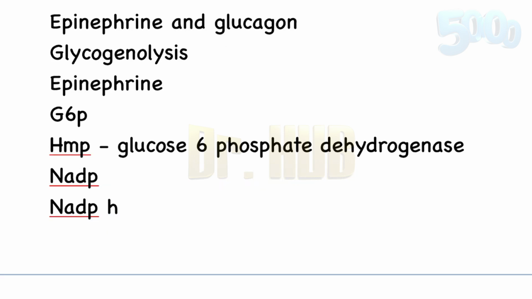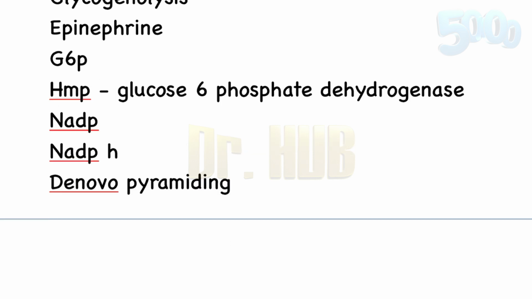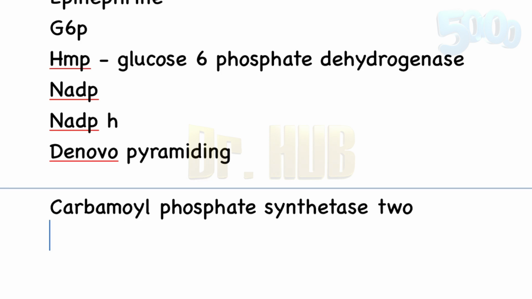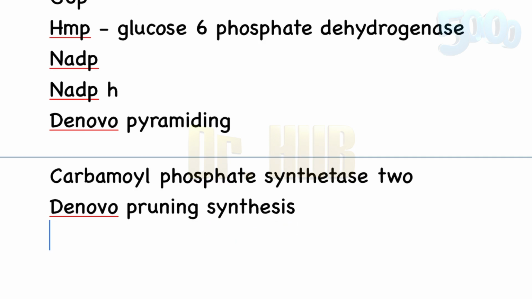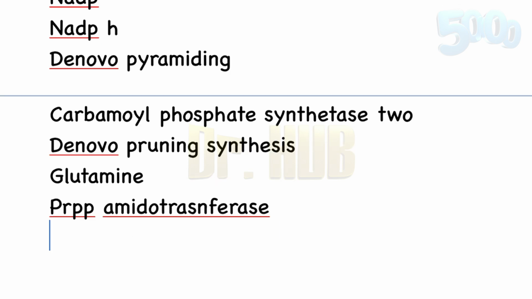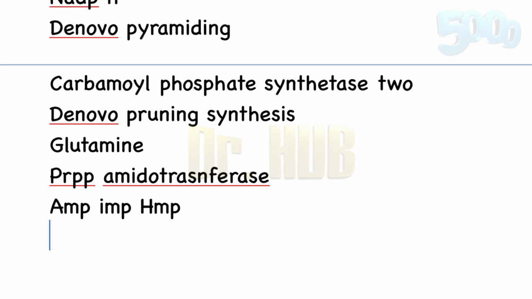Then de novo pyrimidine synthesis. This includes carbamoyl phosphate synthetase 2, and the regulators are ATP and UTP. Then de novo purine synthesis. This includes glutamine phosphoribosyl pyrophosphate amidotransferase, and the regulators include AMP, IMP as well as GMP.